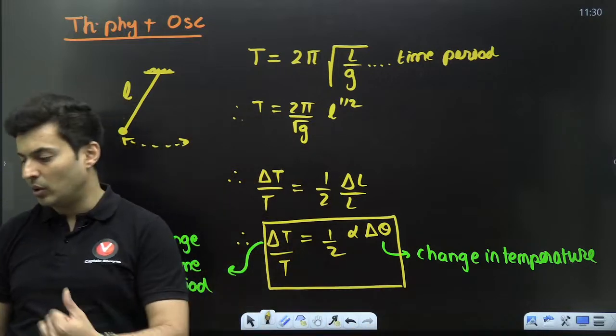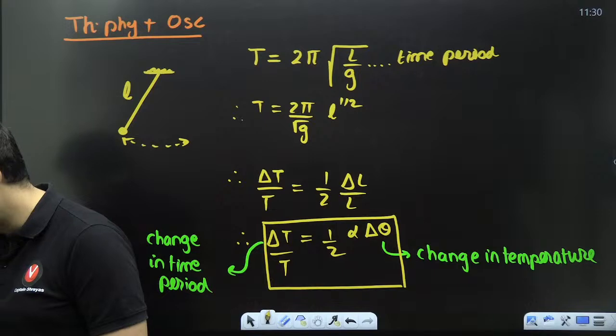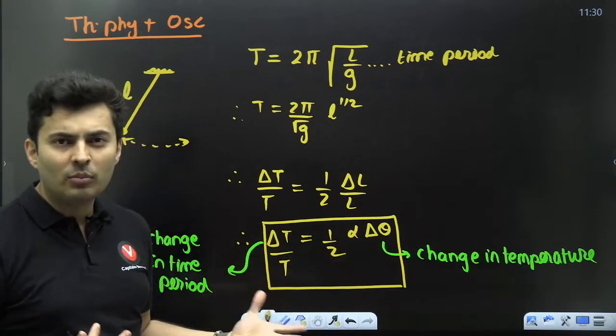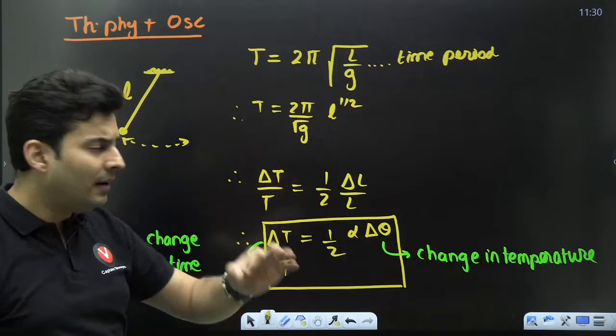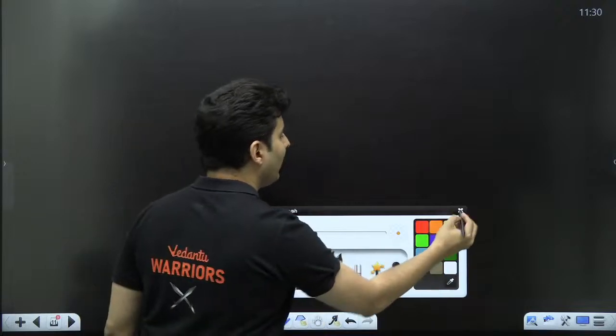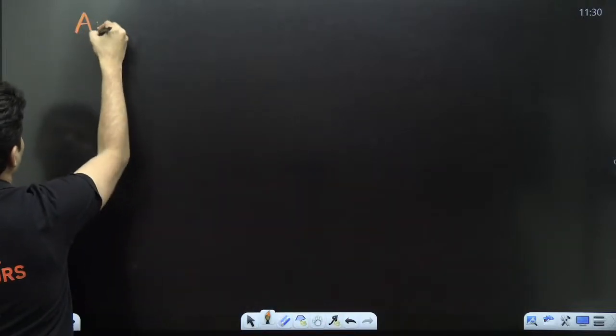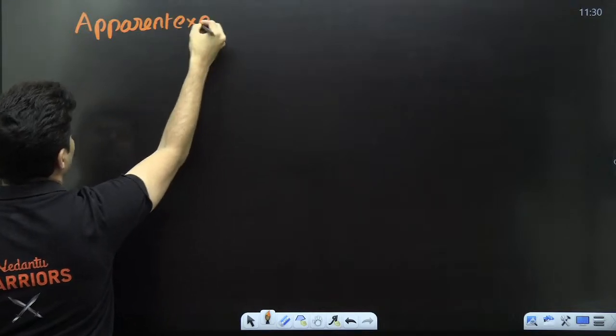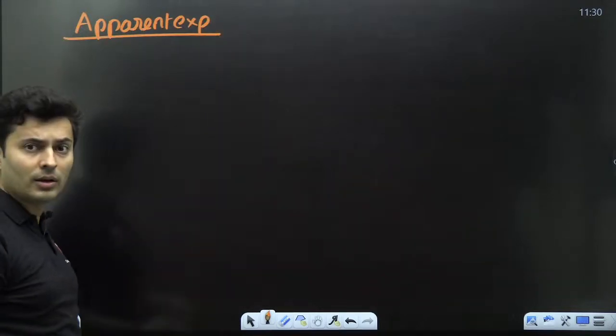This kind of question might also come in your JEE Mains. Yes, one is time, one is temperature. So usually temperature in many books is also written as theta, so as to avoid the confusion. Then you might also get questions on something called apparent expansion.